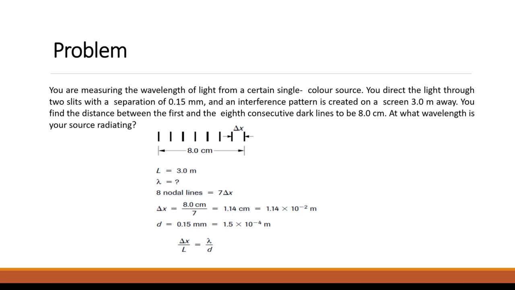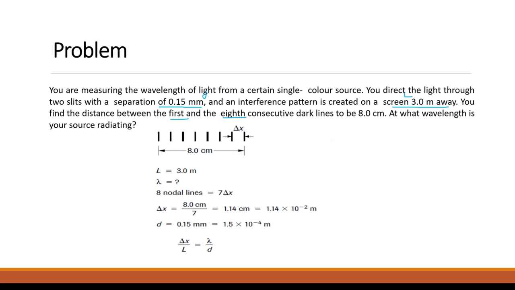So we have good information. We have the separation here, 0.15. We have our D. We have our L here. And then you are told that the distance between the first and the 8th consecutive dark lines is 8 centimeters. So that's not really delta x, but we can get delta x from that.